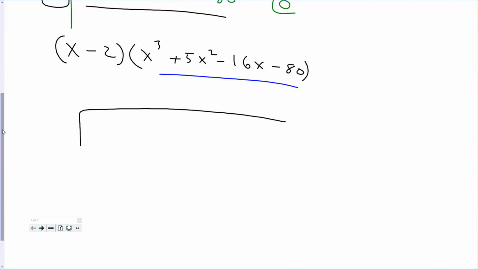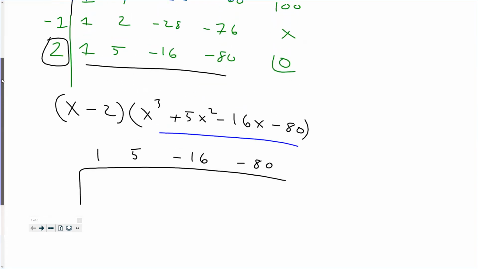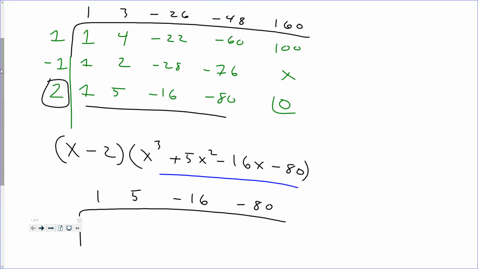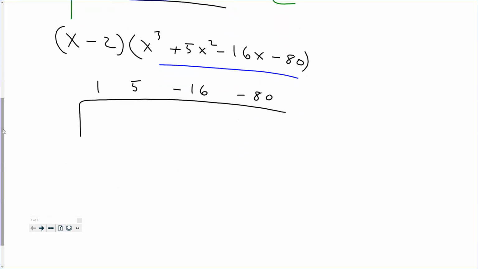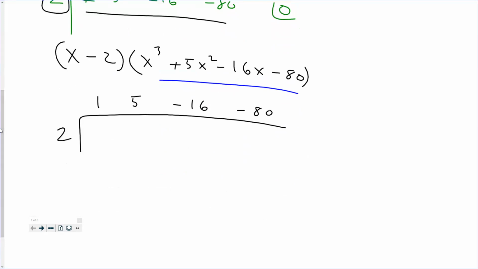So my coefficients are 1, 5, negative 16, and negative 80. If I look back at my previous list, I already tried 1 and negative 1, and neither of those worked. So instead of trying those again, because I know they're not going to work again, I can just start from the 2 that worked before. Then drop down to 1. 2 times 1 is 2, plus 5 is 7. 2 times 7 is 14, plus negative 16 is negative 2. Then negative 4 and negative 80 is negative 84. That's not 0, so 2 doesn't work.